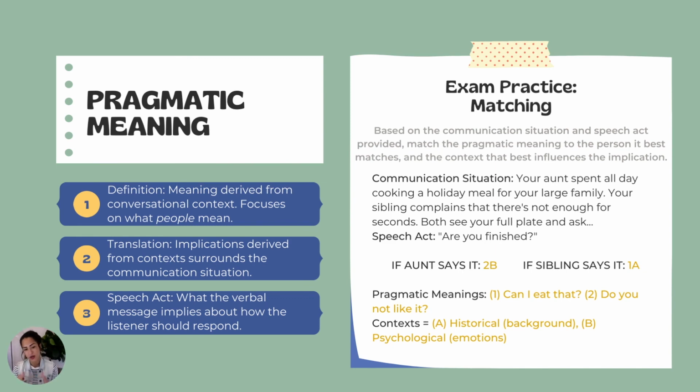And you can know this through historical context, meaning you just heard your sibling say that they were hungry and that they were upset there wasn't seconds, so there wasn't more food for them to eat. So with that information, whenever your sibling says, "Are you finished?" you gather that really what they're saying is, "Can I eat your food?" or "Can I have that if you're done?"